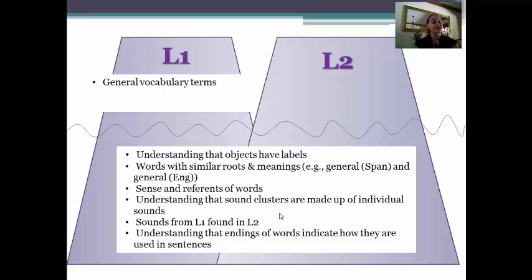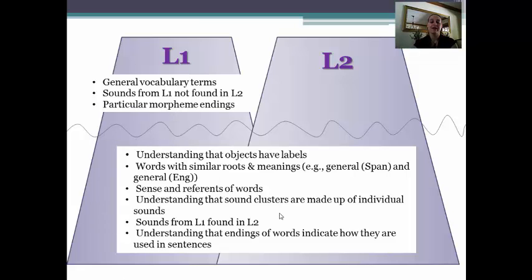Okay, let's talk about the skills that are not transferable, the skills that would have to be relearned in the second language. General vocabulary terms, outside of those ones that have similar roots like general and general. Sounds from the first language that are not found in the second language. So in English, those phonemes th and the, as I had told you before, I think English is one of the few languages that contain those sounds. So those two sounds are something that the English language learner is going to have to learn to pronounce. But there are many sounds that they come knowing already that we use, such as s, right? A lot of them.